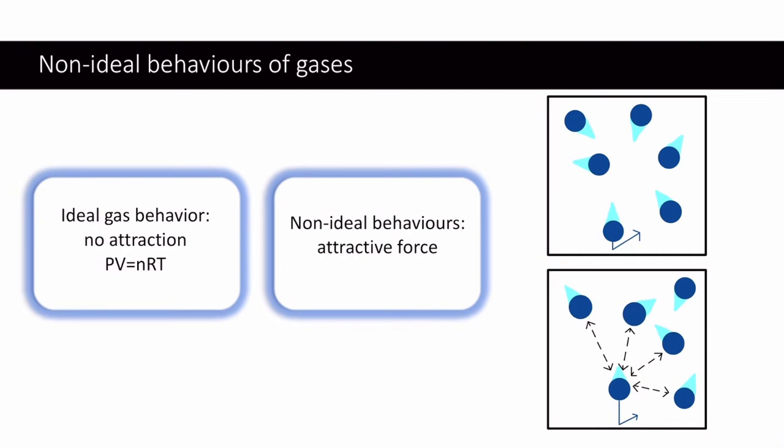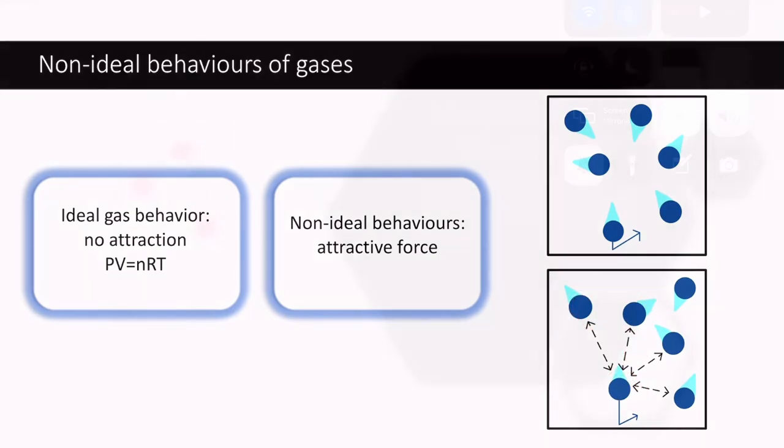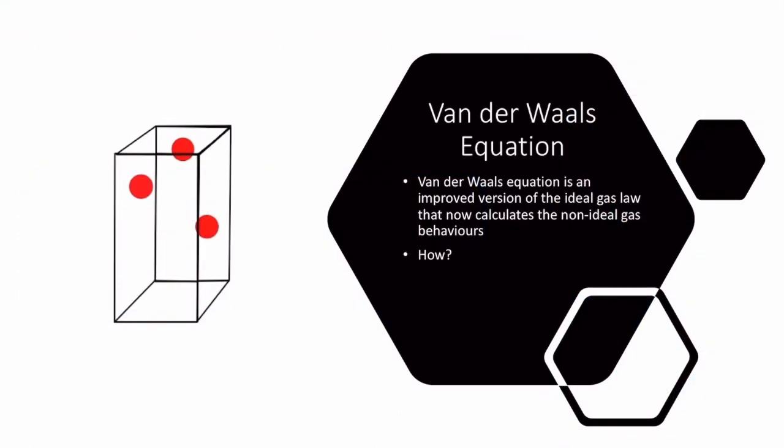So for non-ideal behaviors of gases, they do have an attractive force between the particles. As we discussed before, it's called the intermolecular forces between the particles. As you can see in this diagram with the arrows, they are attracted to a particle. But how do we calculate this, you might be wondering? Well, this is where the van der Waals equation will come into play.